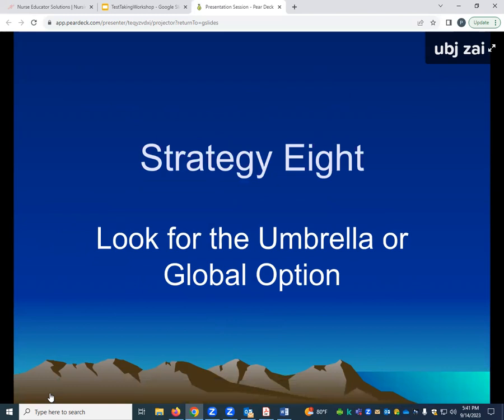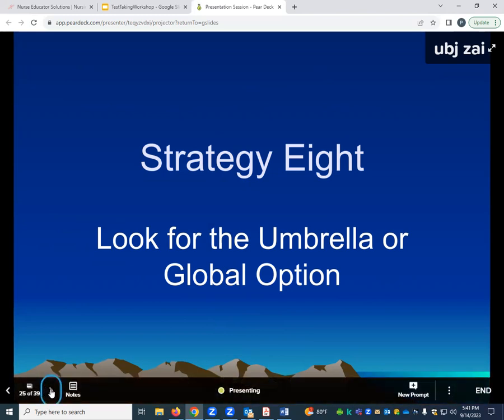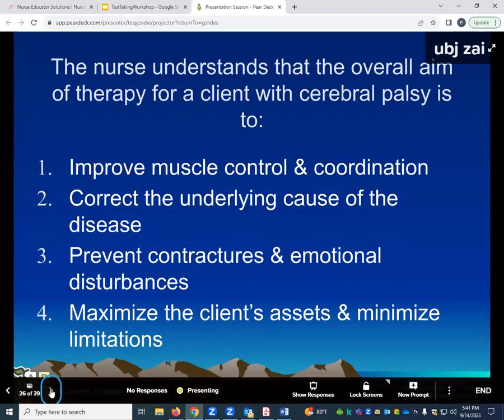Sometimes all of the answers seem like they fit and they all seem very similar, but some of them are more specific and kind of limiting. And another option might be more of a broad statement that kind of encompasses the concepts that are in the other options. Go for the umbrella or global option. So here's an example of that.